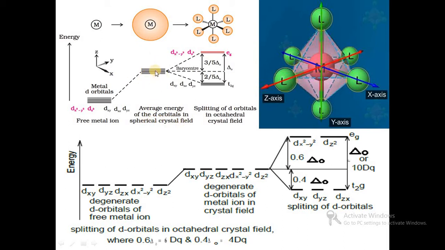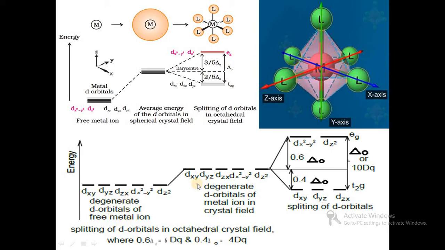This is the second step. In the first step all d orbitals have degenerate energy, as there is no interaction. But in the second step there is an interaction of ligand and metal, and their energy is slightly increased. After the interaction, the d orbital degeneracy is split in two ways, that is t2g and eg. The t2g has lower energy and eg has higher energy, and the central point is the barycenter.